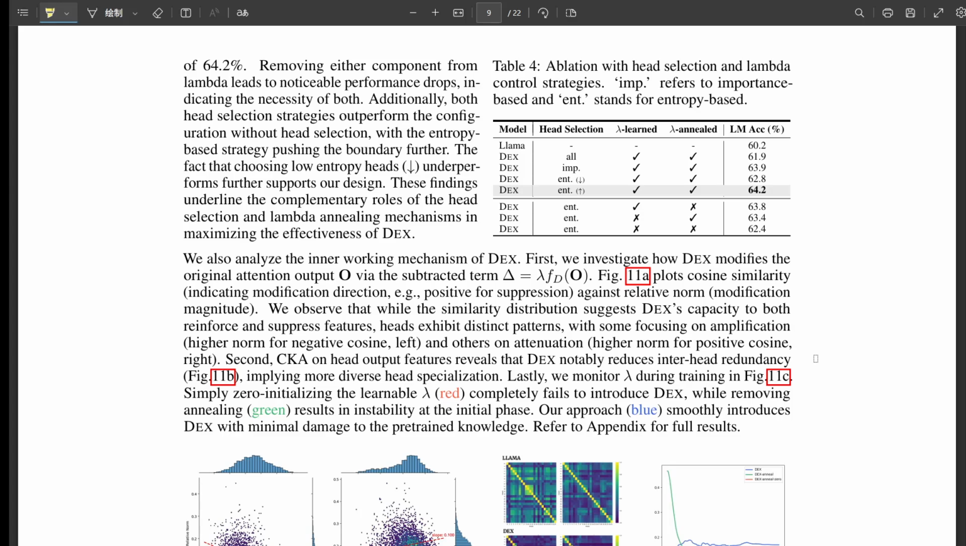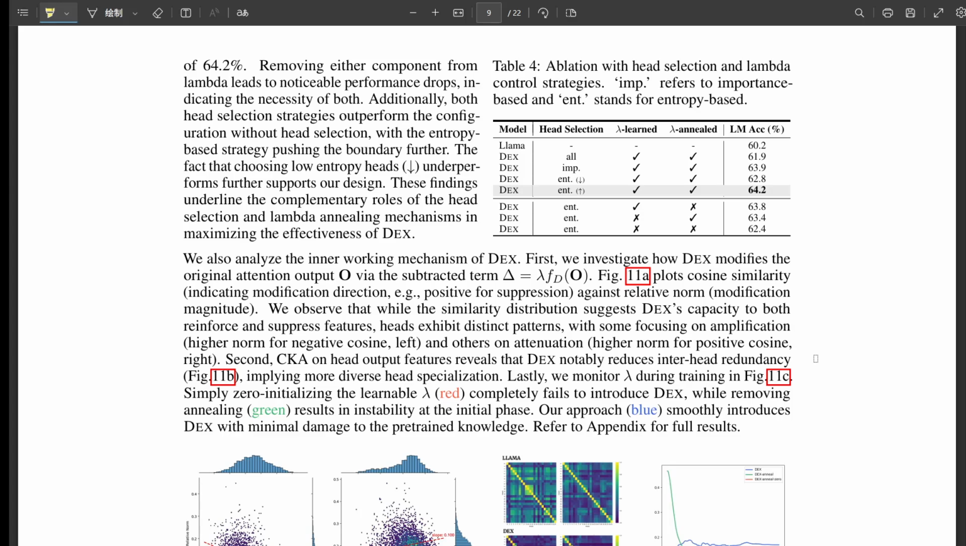Yes. The analysis also confirms that DEX is indeed modifying the attention output O as intended, that's Figure 11A, and Figure 11B shows it successfully reduces inter-head redundancy, measured by CKA, within those adapted heads, just like the original Diff inspiration suggested it should. Figure 11C validates the annealing schedule's effect on lambda's value during training. That analytical confirmation really strengthens their claims about how DEX is achieving its results. It's not just a black box improvement.